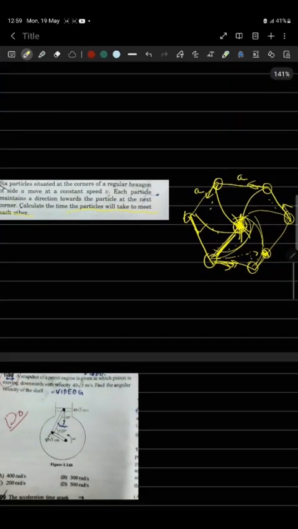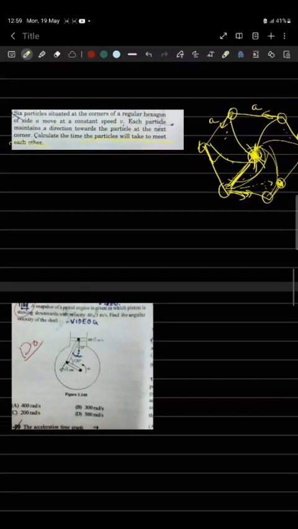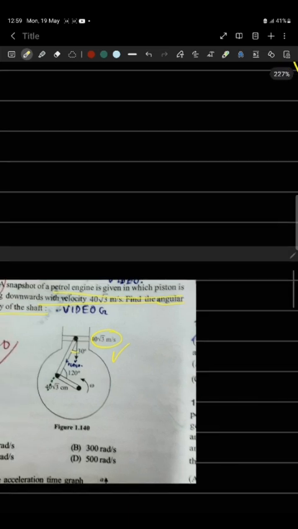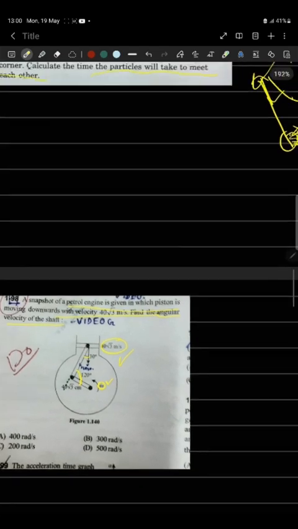Next up we have this problem. This is yet again a problem based on the concept of constrained motion. This is a snapshot of a petrol engine. This is of course the crankshaft. It is asked to find the angular velocity of the shaft. This piston moves down with the velocity 40 root 3, the angle is 30 degrees, and this moves with the omega. We have to find this omega, of course. This angle is 120 degrees.